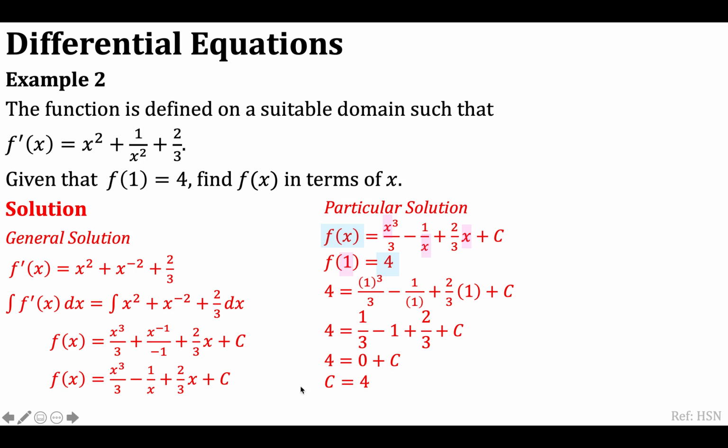I can now go back to my general solution for f of x. That was all fine, but I had this constant of integration. I didn't know what it was, but I now do. So f of x equals x cubed over 3 minus 1 over x plus 2/3 x plus 4. And that is my final answer. Just now would be a good time to pause the video before the screen goes blank and make sure you've copied this down in your notes before trying the exercise on differential equations.